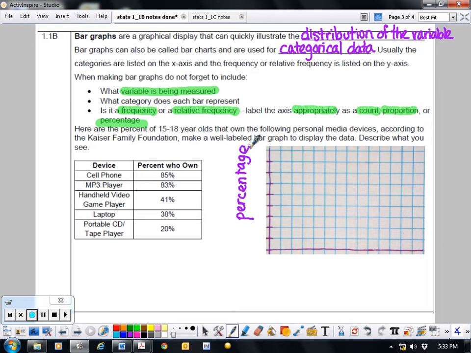And then I'm going to go ahead and divvy up those percentages. So this will be 10%, 20, 30, 40, 50, 60. And you need to make sure that your axes are consistent and fully labeled. And then we're going to go ahead and create our bar. So we're going to have a cell phone. So I'm going to go ahead and make a bar for cell phone. And I label it fully. And since 85% had cell phones, I make my bar so it's about 85%.